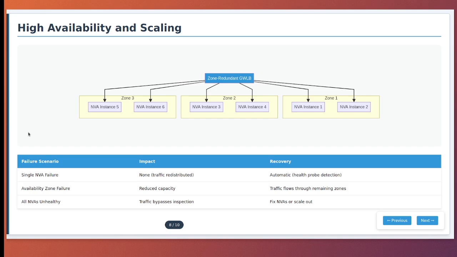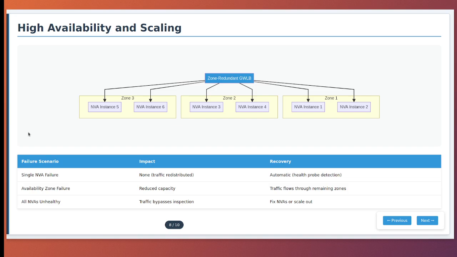Gateway Load Balancer is a zone-redundant service by default in regions that support availability zones. This means Microsoft handles the zone redundancy for the GWLB itself. You don't need to do anything special. However, your NVAs are a different story. You should deploy NVA instances across multiple availability zones to ensure your security inspection remains available even if an entire zone fails.